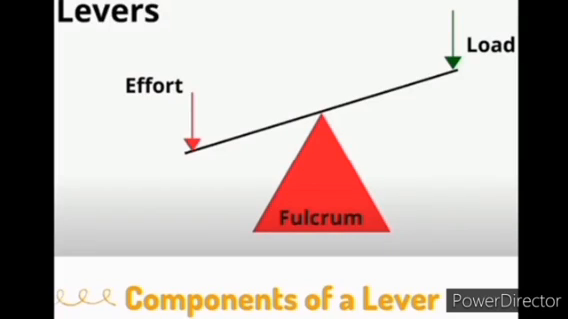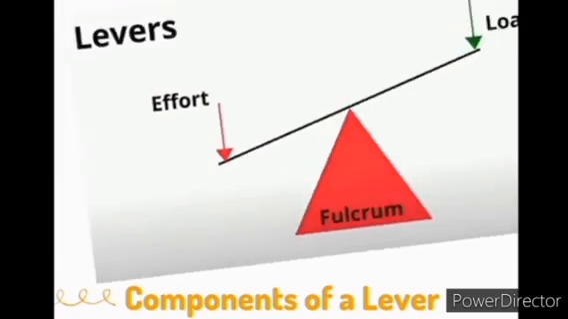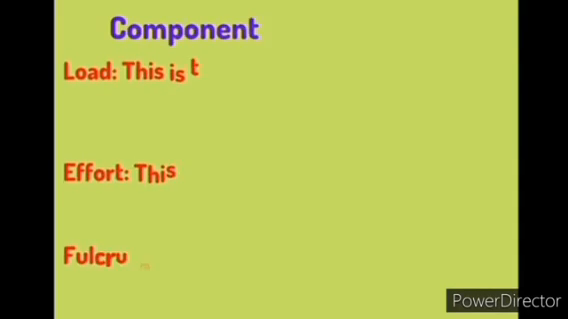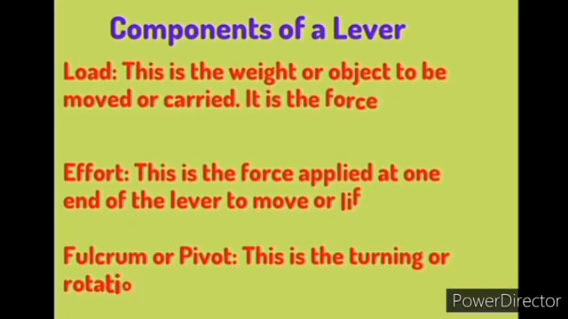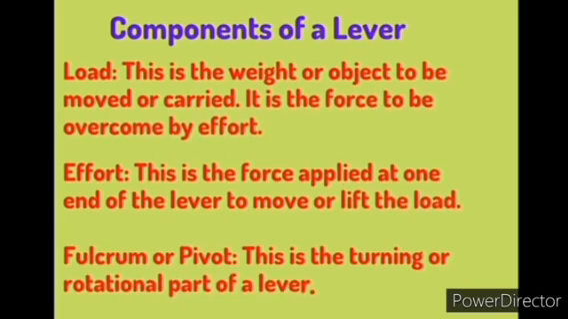We'll be looking at the components of a lever. What did I say? The components of a lever. Now, a lever is made up of 3 components. How many components? 3 components. A lever is made of load, effort, fulcrum, or the pivot. Repeat after me. Load, effort, fulcrum, or pivot.